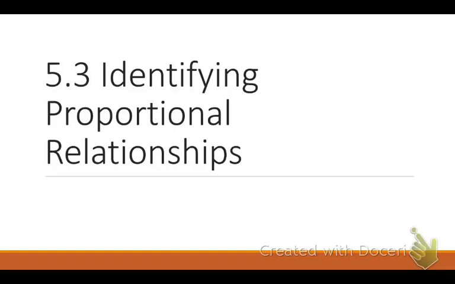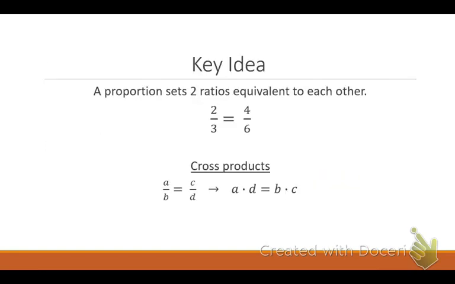We're in section 5.3, identifying proportional relationships. So this really comes on the heels of ratios and rates for a reason, because proportions are made up of ratios, two ratios that are equal to each other. So a proportion sets two ratios equivalent to each other. I know that they are equivalent because I can reduce them to simplest form and they're the same fraction. 2/3 is equivalent to 4/6.